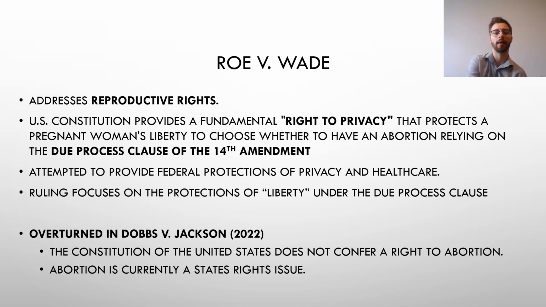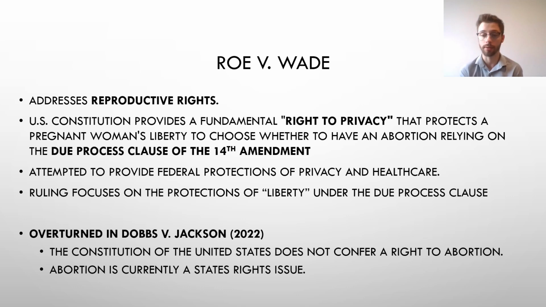And we see that the original ruling in Roe v. Wade was founded on the idea that our Constitution provides rights to privacy that expand into an individual's healthcare and daily lives. This provided federal protections of privacy and healthcare. The ruling focused on the protections of liberty under the Due Process Clause. That was the primary dimension, as this is one of the liberties granted to individuals in our daily lives, according to the Supreme Court justices of the 1970s.